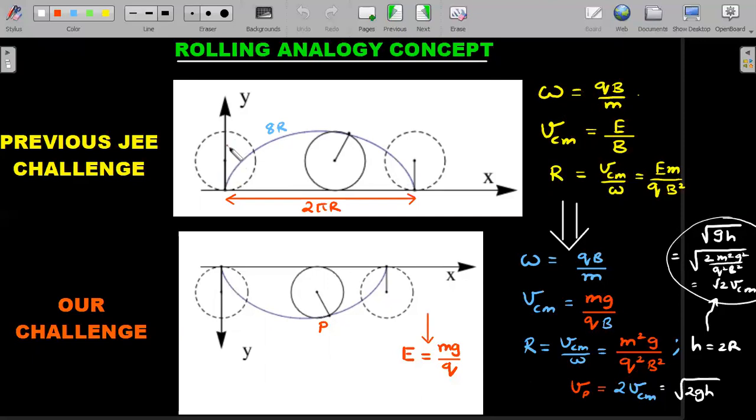And the radius of this disk is nothing but from the VCM and R omega relation, VCM equal to R omega. If VCM is this and omega is that, the ratio of this will give you the radius of the disk. This I'll transform into our gravity problem. The only difference is the gravity can be replaced by an effective electric field in the downward direction, which is mg divided by q. You can assume there is an electric field in our proton problem.